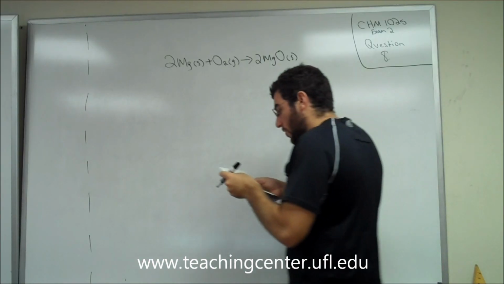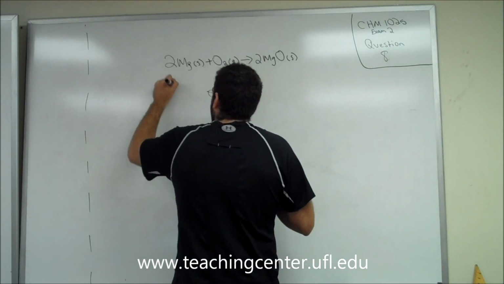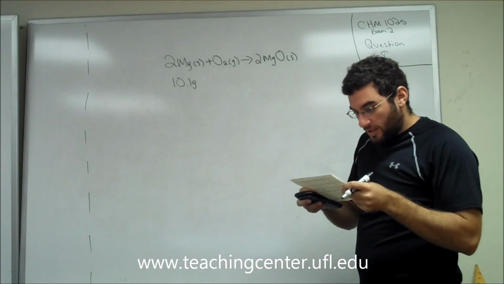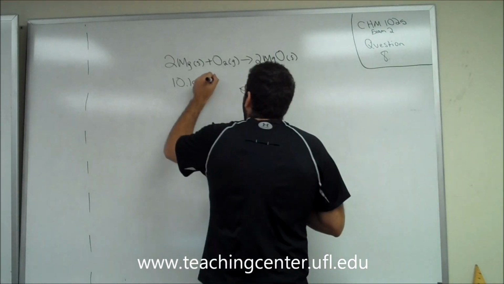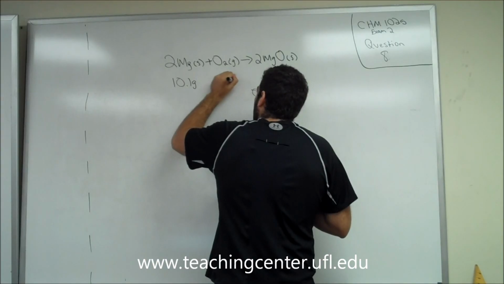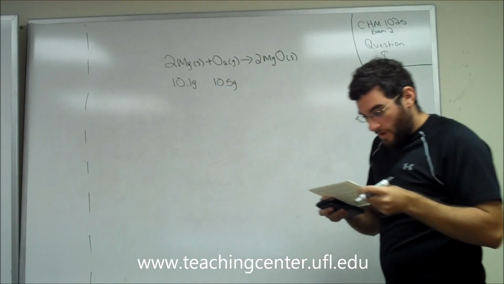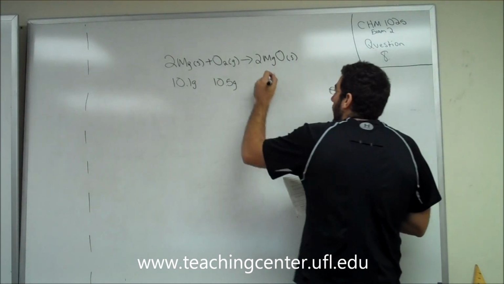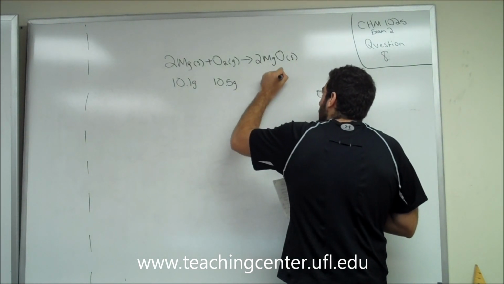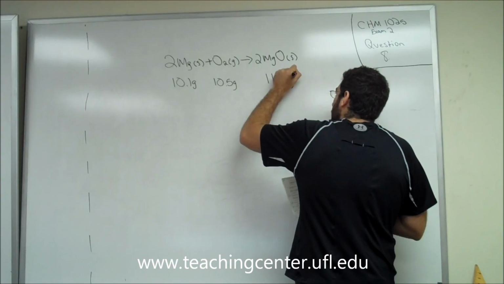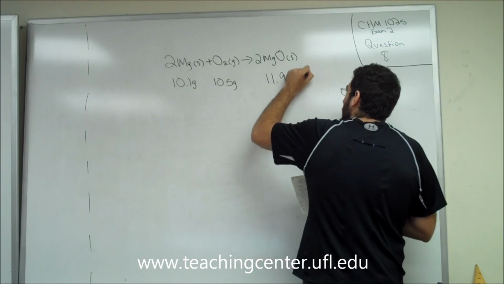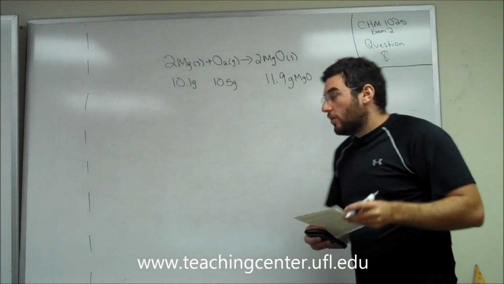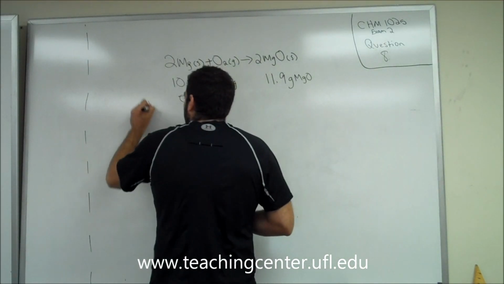It says when 10.1 grams of magnesium, so we start out with 10.1 grams of magnesium, is allowed to react with 10.5 grams of oxygen, 11.9 grams of magnesium oxide is collected. Determine the theoretical yield for MgO. So we want to know what the theoretical yield is.